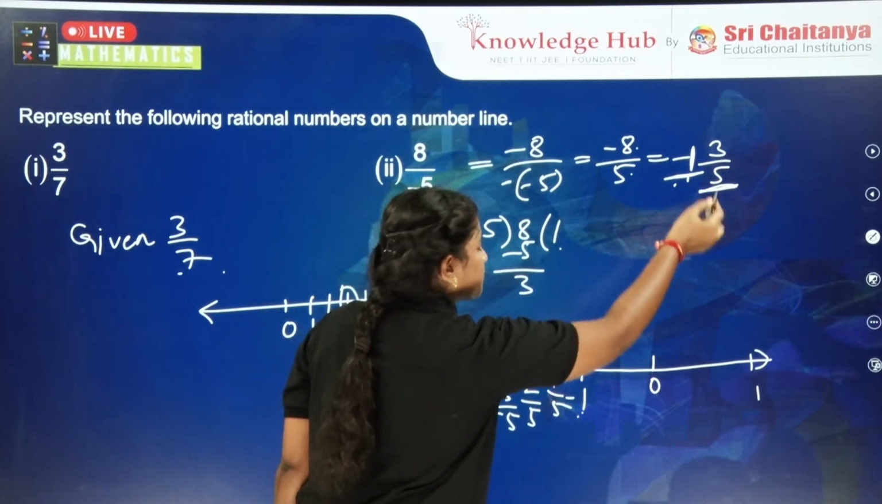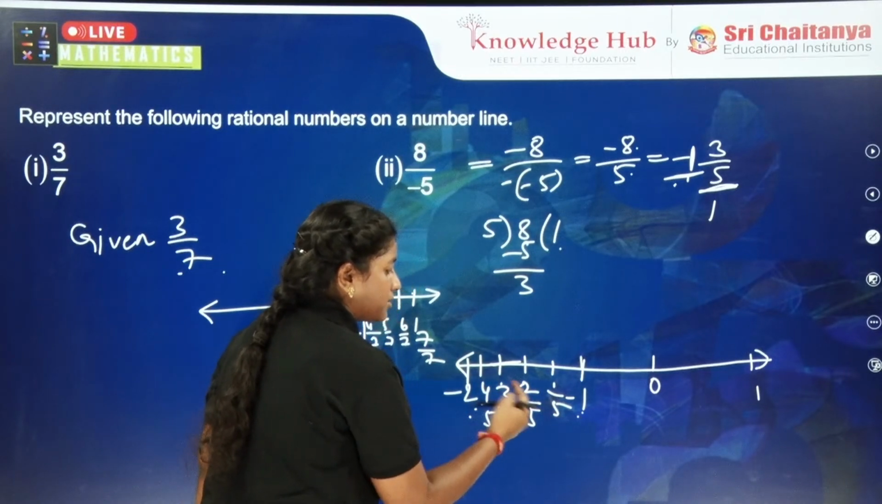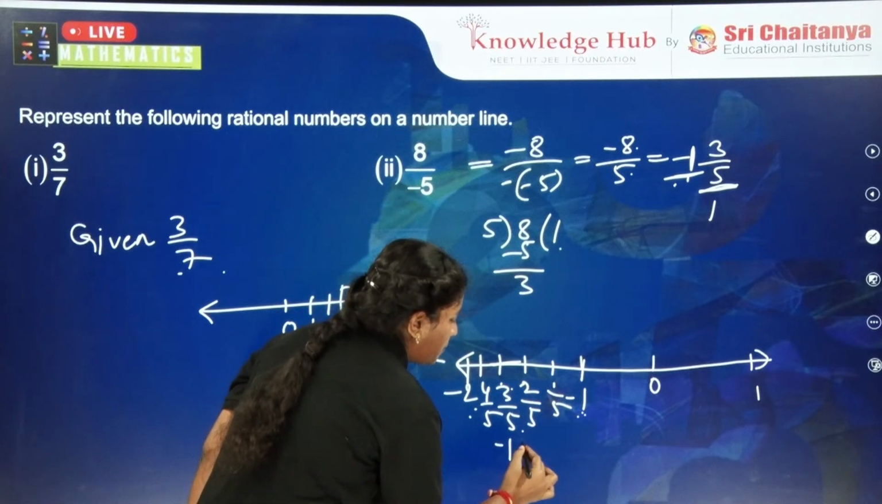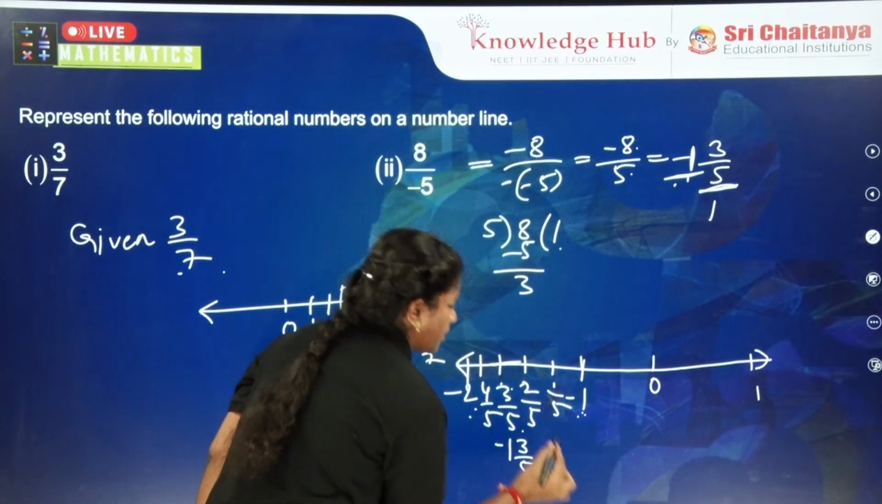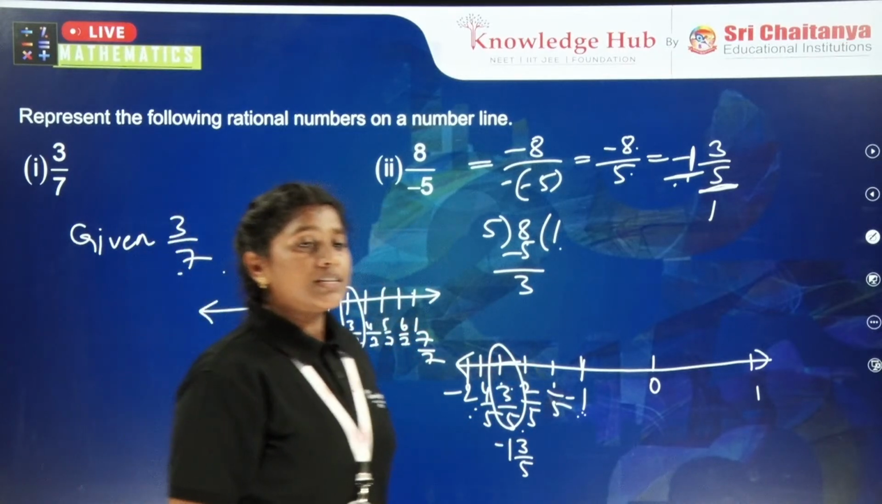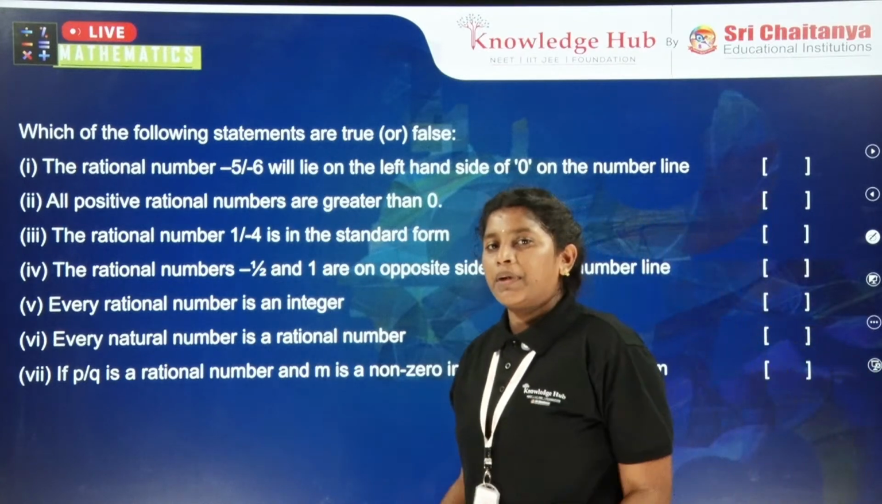Now it is -1, 3 by 5. We have 3 by 5 after -1, so the value will become -1, 3 by 5. Now we are going to round it off. Okay, so this is how we represent the given rational numbers on the number line.